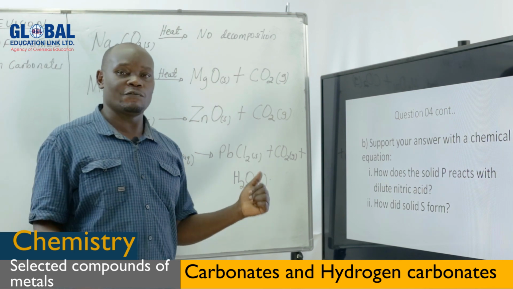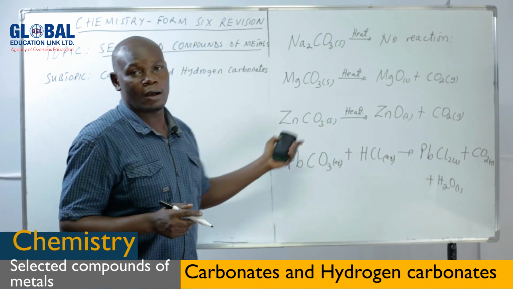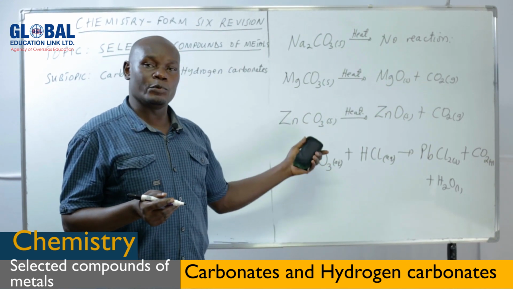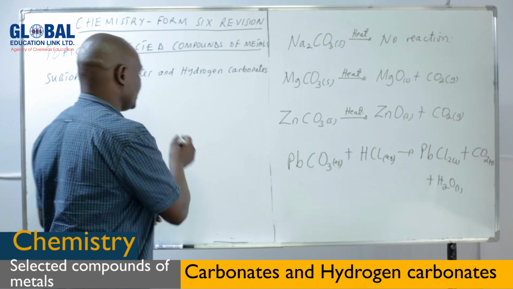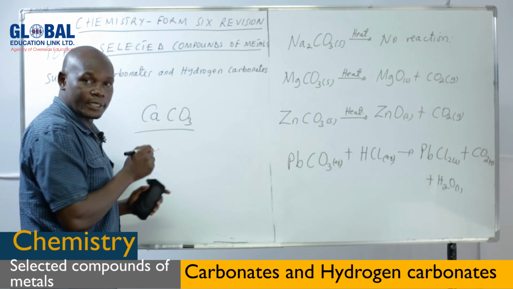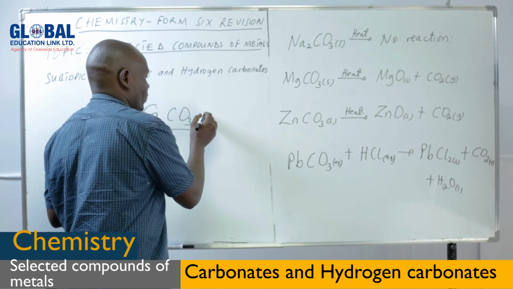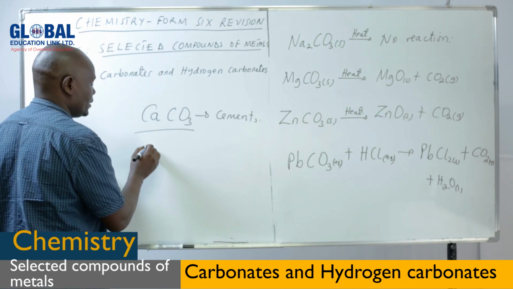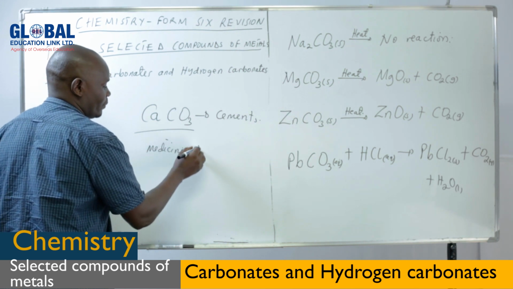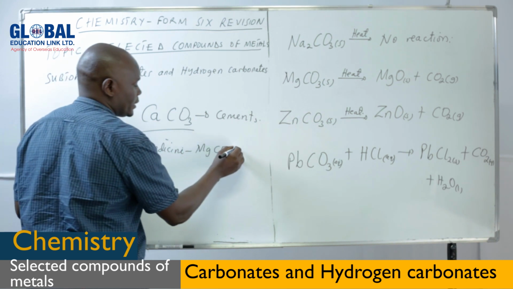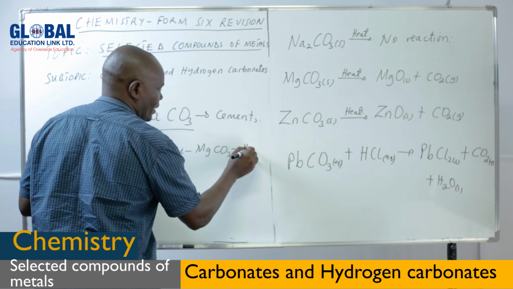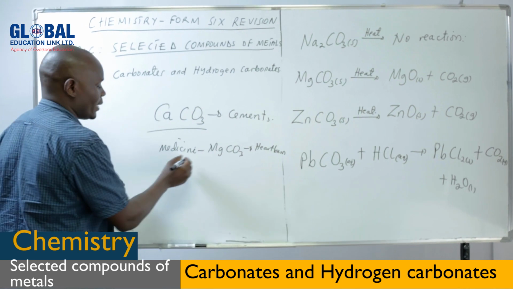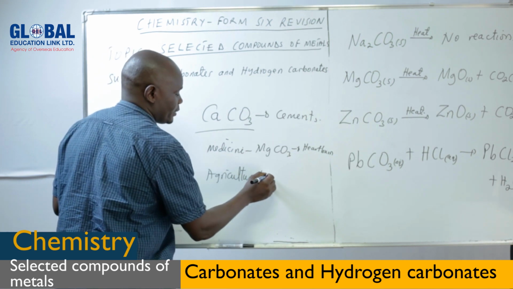Now, overall, how do we use the carbonates? The application of carbonates is that they are used in the manufacture of building and construction materials. A good example is calcium carbonate. Calcium carbonate, when powdered, is used in the manufacture of what we call cement. Not only that, in the medicine industry, we have magnesium carbonate, which is used in treating heartburn. That is an application, but also they are used in agricultural activities as fertilizers.